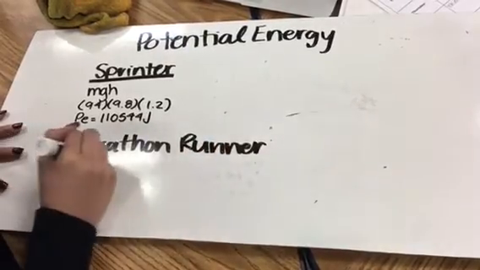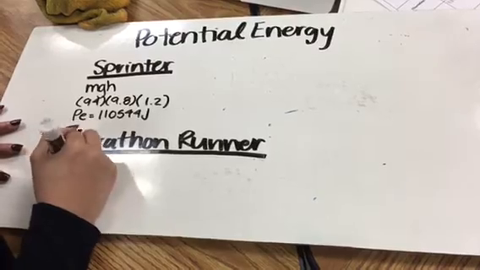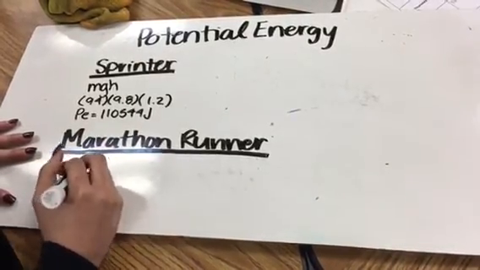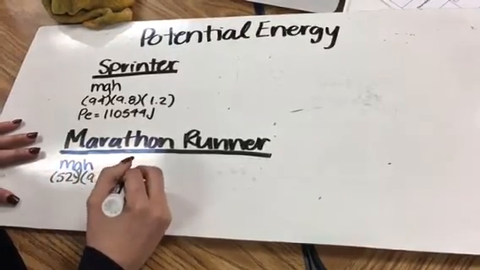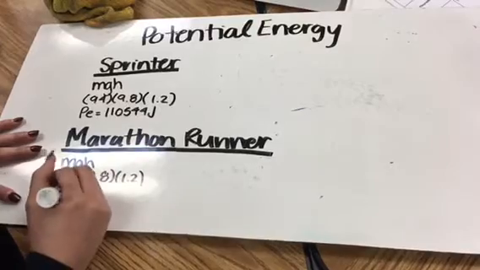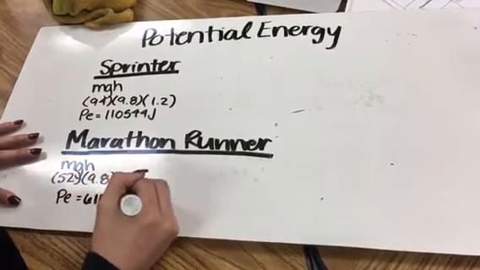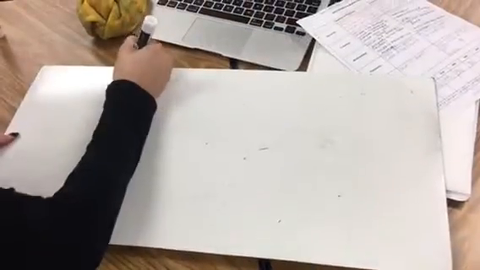For the marathon runner, mgh is the equation. The mass is 52, the gravity is still 9.8, and the height is 1.2. So the potential energy is 611.52 joules. Out of both of those, the sprinter has the highest potential energy because they're going a shorter distance at a faster rate.